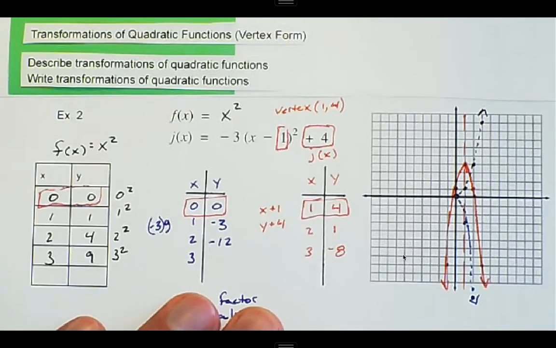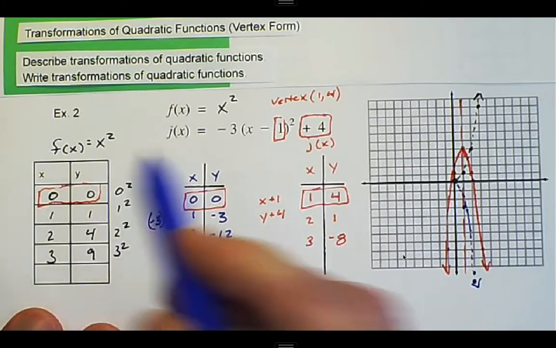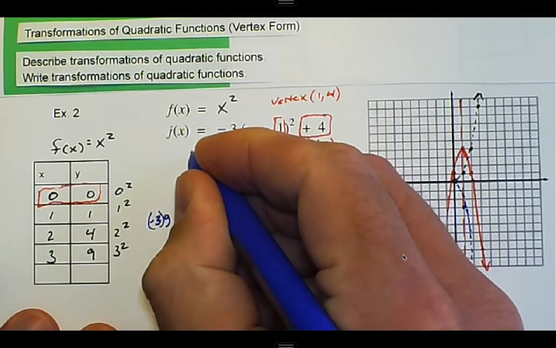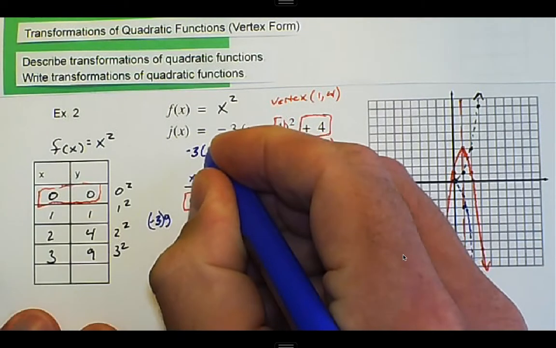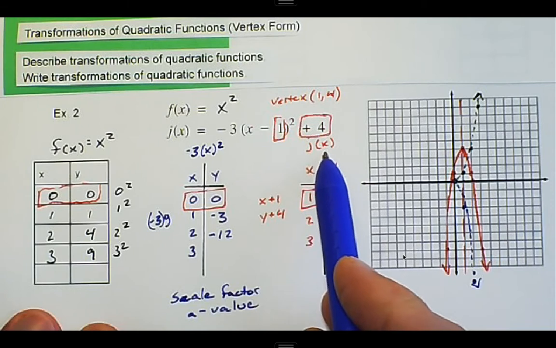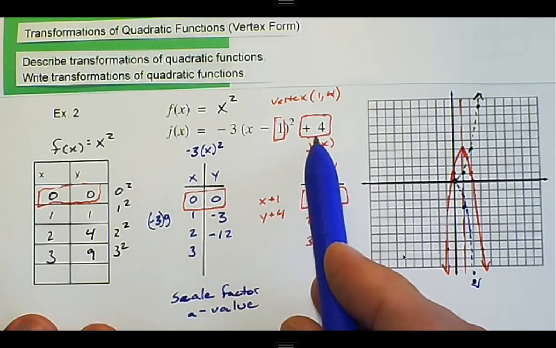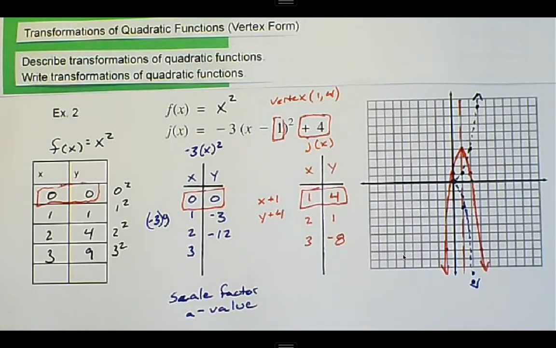All right, so there we have our graph. We started with the parent function f of x equals x squared. Then we got to the function negative 3 times x squared. And then eventually we got to j of x, which was negative 3 times the quantity x minus 1 squared plus 4. And we can take a look at that.